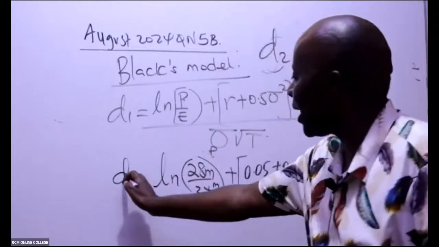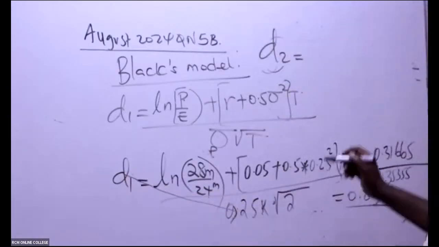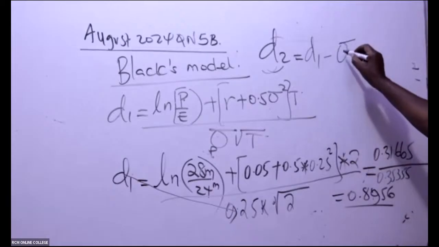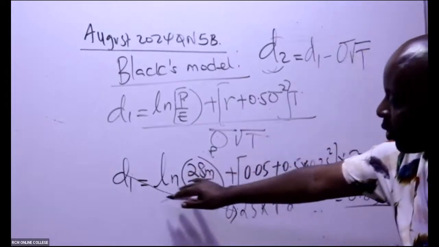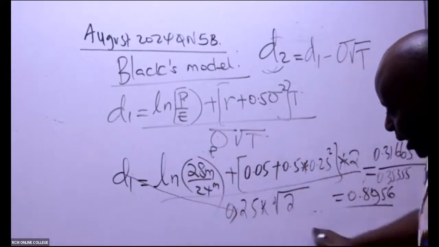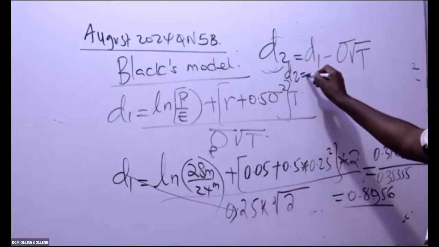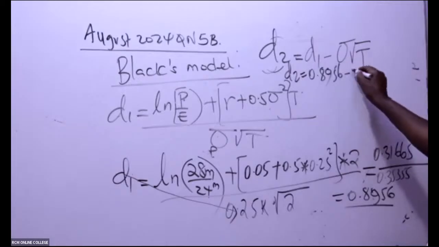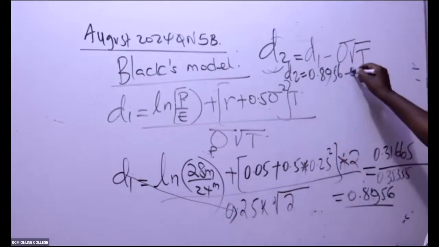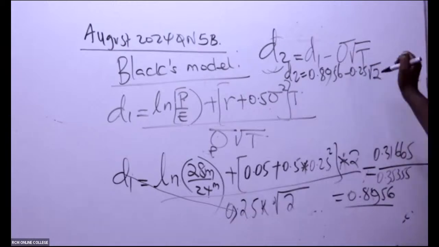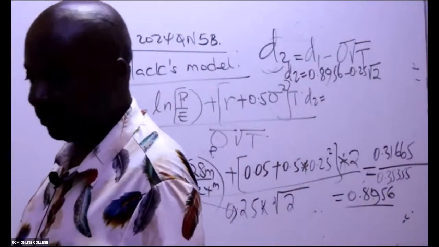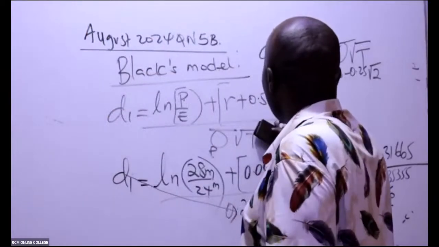So my D2 is like this. D2 will be D1 minus the standard deviation times root of T. This diagonal. You take D1 minus this. So D2 will be equal to the D1 that you have just gotten here, 0.8956 minus this, the way it is, 0.25 root 2. Is there somebody who is able to give me this D2 figure?